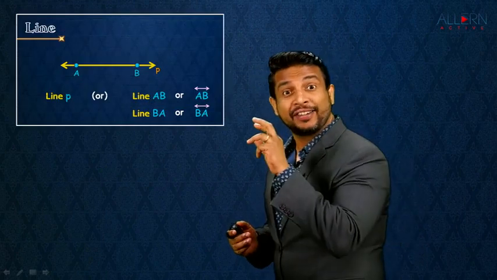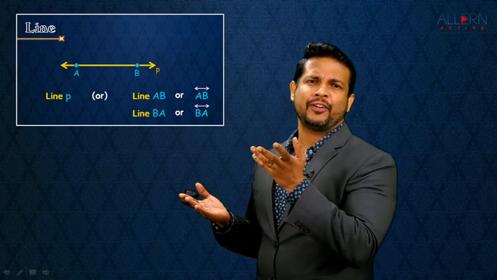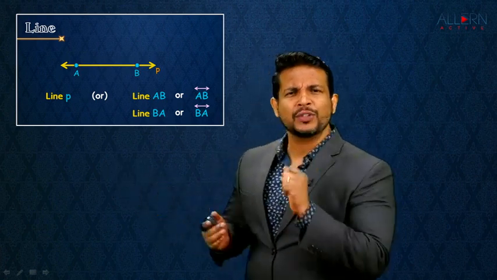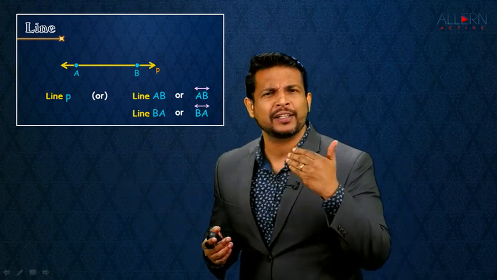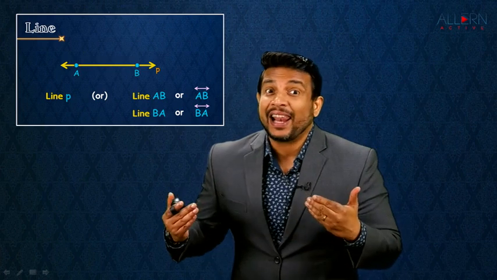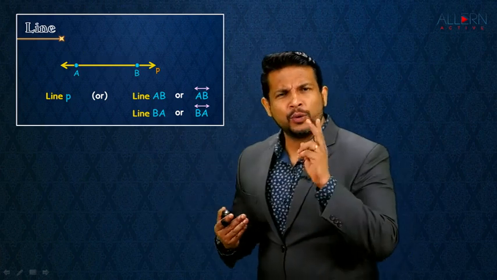We're going to learn something interesting. Rather, we're going to discuss something very interesting, which is very, very easy. Now, we have already discussed at the start what we mean by a line. We know that in the figure, what you see is nothing but a line AB, or we call it line P. Because when we name a line, it can be named in two different ways.